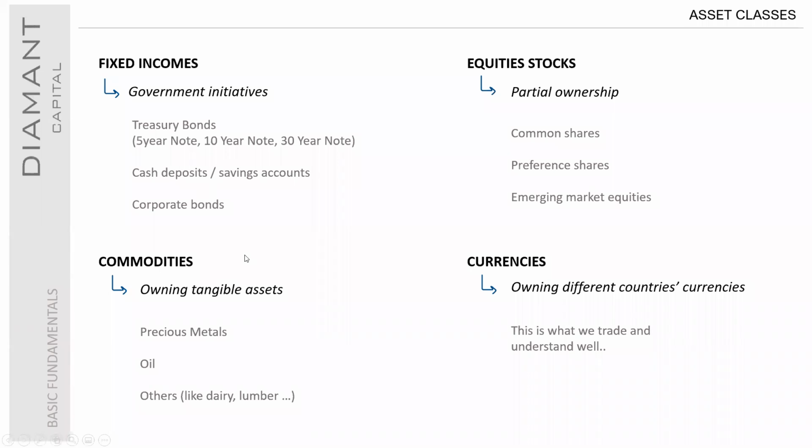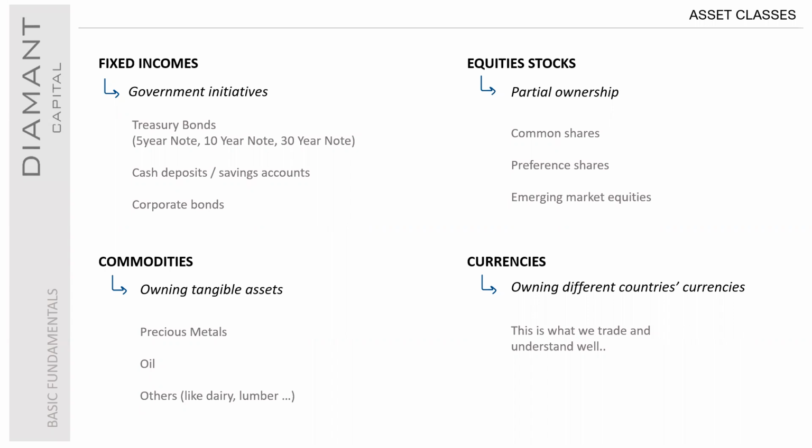So if we were to break it down, there's four main asset classes that we look at. There's fixed incomes, which are government initiatives. So what this means is treasury bonds, cash deposits, saving accounts, and corporate bonds. Then you've got the second asset class, which is equities and stocks. So what this is, is partial ownership of something. So this could be a common share, a preference share, emerging market equities, and there's obviously different types as well, but these are the main types.